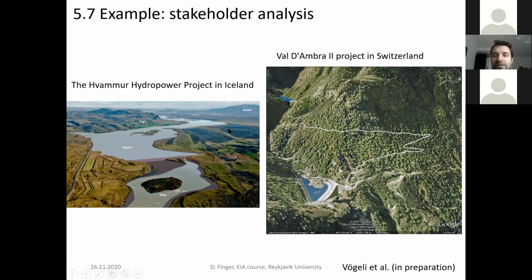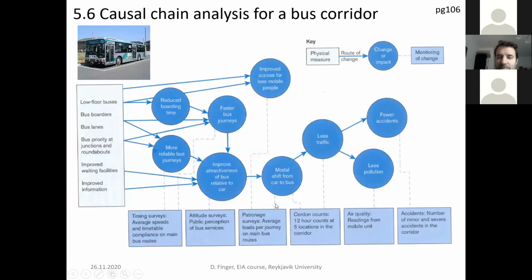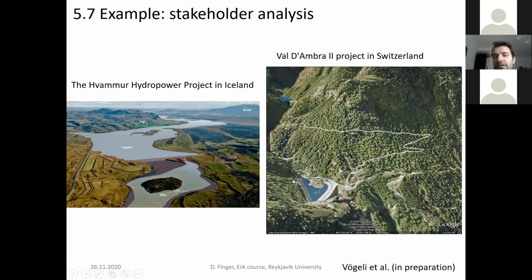And what we did in order to assess the perception of the stakeholders, and in order to see where there are conflicting interests, what people are concerned about, and how the project impacts society, the neighbors, and the environment, is a causal mapping. So a little bit similar as described in the book for the bus lane. We did it for two hydropower projects, and we did interviews with all relevant stakeholders.